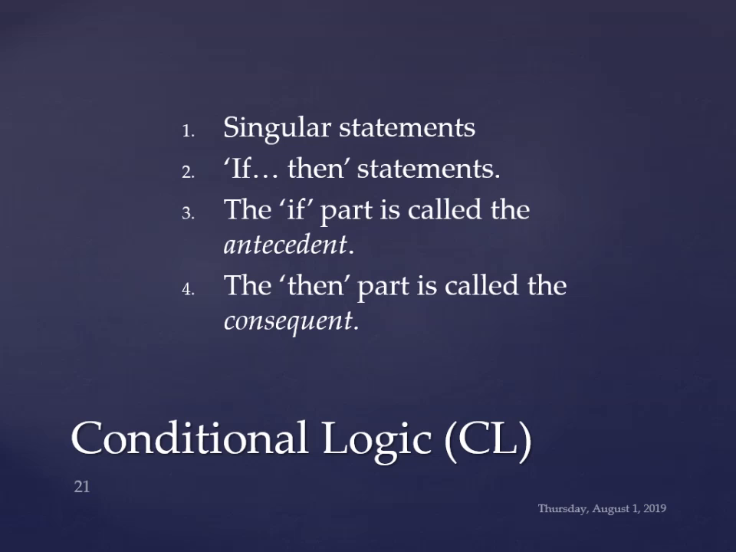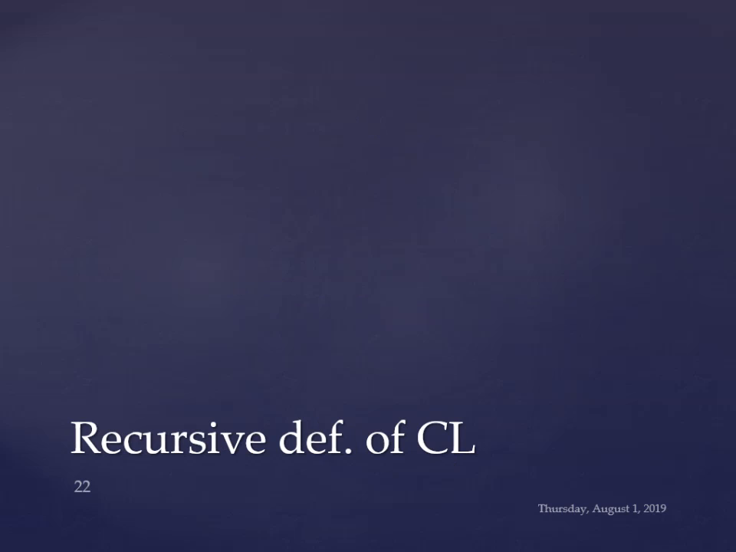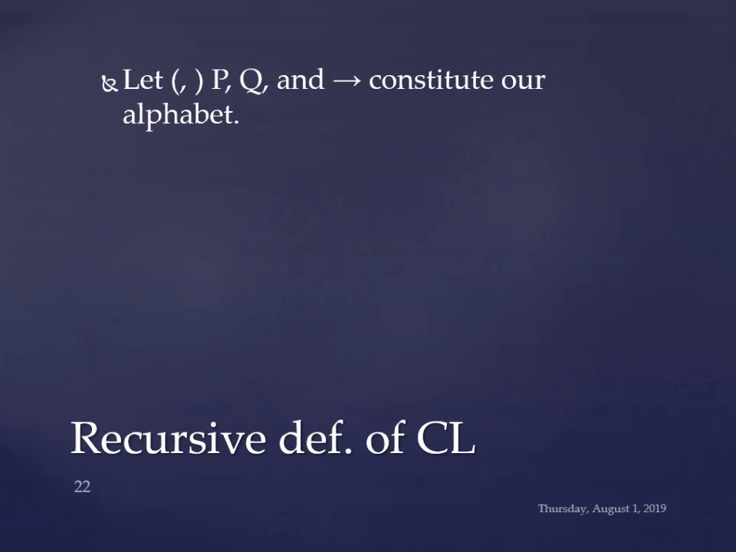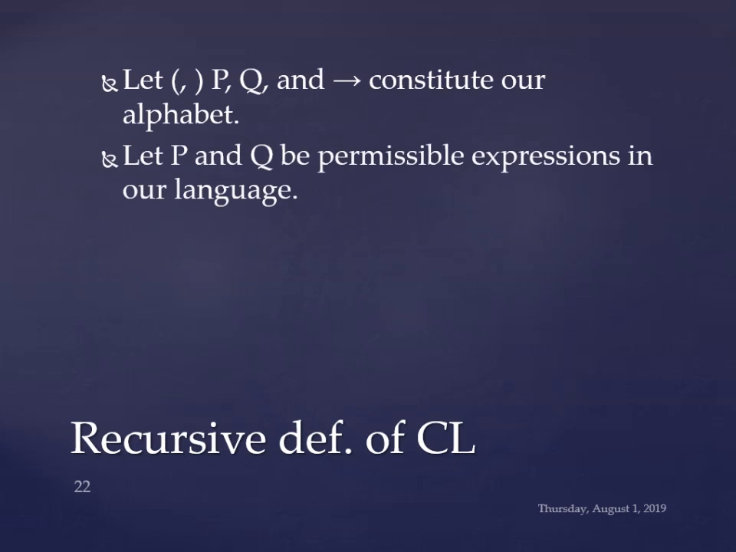Okay, so we've abstracted away from several different modus ponens style arguments, and we've detected these things. And now we can put them in a recursive definition for CL and come up with a little logical language. Here's how it looks. Here's our alphabet. We have the brackets that we're going to use as the left and right parentheses, capital P, capital Q, and arrow. They constitute the members of our alphabet. And then the alphabetic expressions that will be permissible: we're going to let P and Q be permissible expressions of our language.